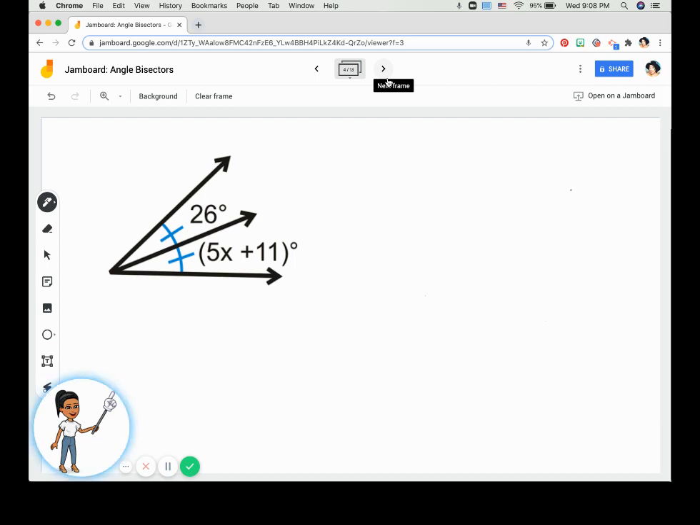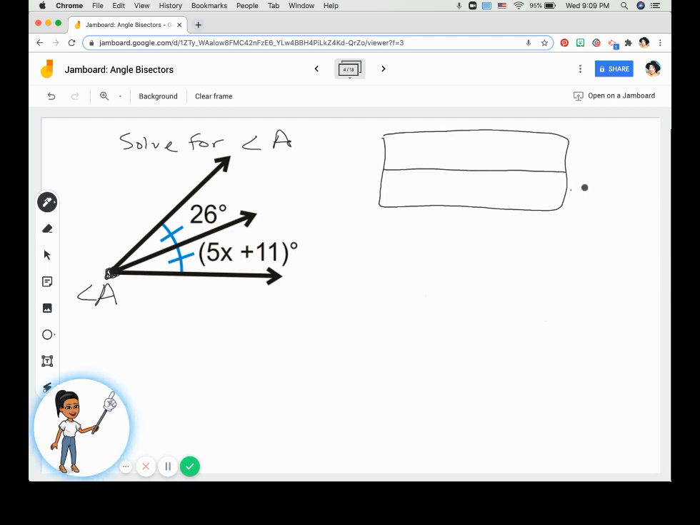Here, we're going to solve for angle A. And I'm going to call this right here angle A. And so I want to know what this whole angle is. So I'm going to draw my box. The whole thing is angle A. Angle A is broken up into two parts. 26 is one part. The other part is 5x plus 11.